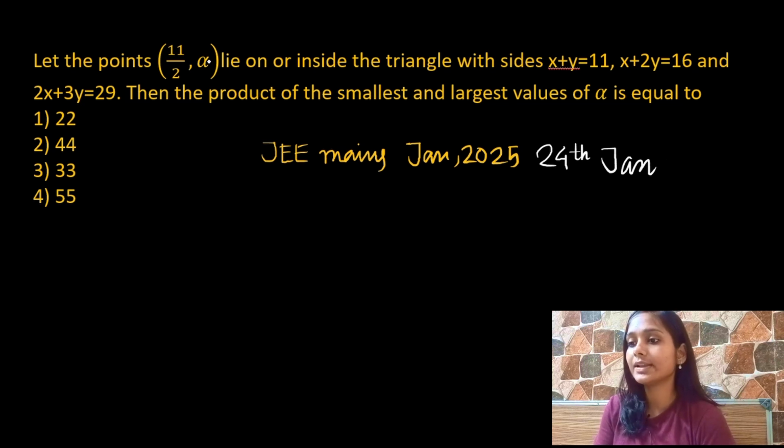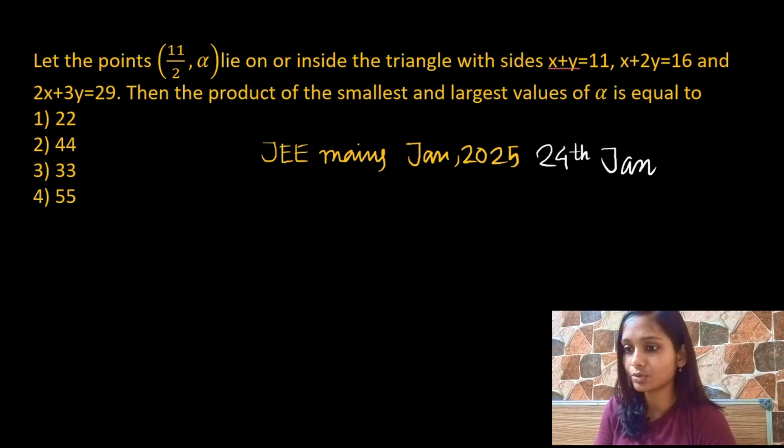So here, let the points like this lie on or inside the triangle with sides with these three equations. Then the product of the smallest and largest values of alpha is equal to. So we first need to draw the triangle which has the sides as these equations.